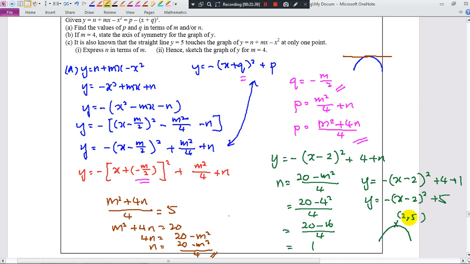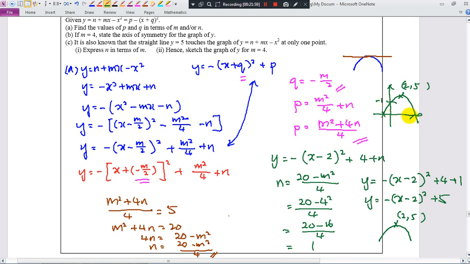Okay, so we try to sketch a graph. The graph is something like this. It will look like this. So here the maximum point, which is 2, 5. And this is 1. Okay, let's go back and try.